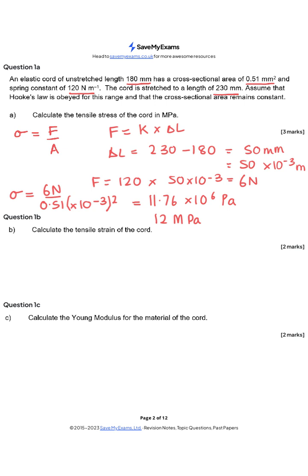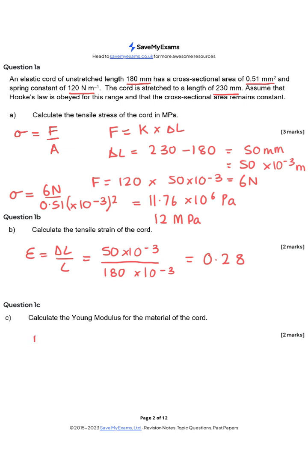The next question wants us to calculate the strain of the cord. So strain is delta L, or the extension, divided by the original length. So we've got our delta L, 50 times 10 to the negative 3, that's how much it extended by, and our original length was 180 times 10 to the negative 3. The times 10 to the negative 3's cancel out, and we get 0.28 to two significant figures. There's no unit because for strain, there's no unit. We're doing millimeters divided by millimeters or meters divided by meters, so the unit cancels out.